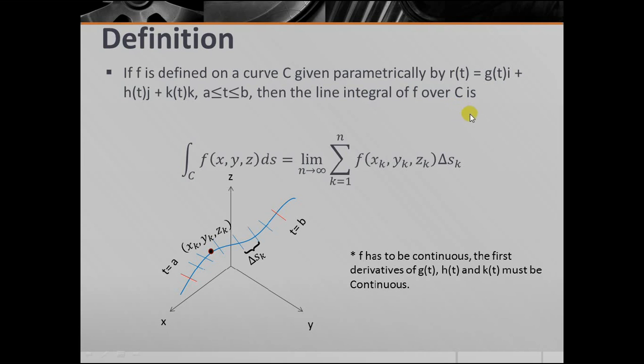So, we first partition the curve C into n number of subarcs, just like the one shown here, with the typical subarc having the length of delta s_k. In each subarc, we choose a point (x_k, y_k, z_k) and form the sum over here. As n approaches infinity and delta s_k approaches 0, then we will have our definition. Note, however, function f has to be continuous. The first derivatives of functions g(t), h(t), and k(t) must be continuous as well.